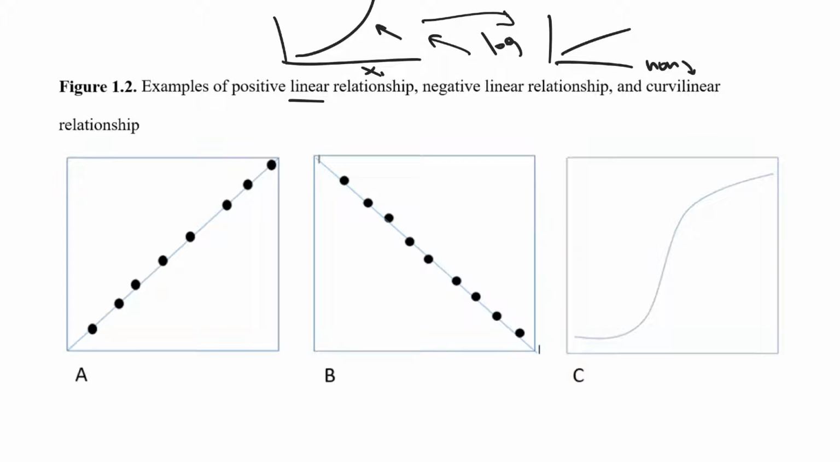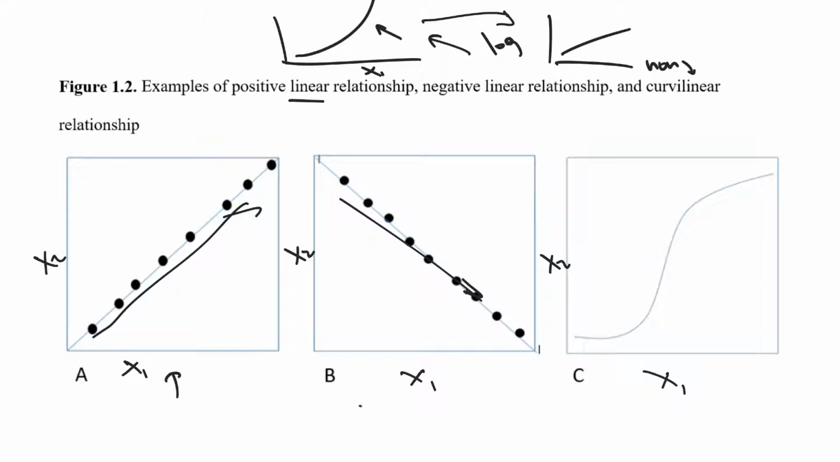So with that in mind, here we have a positive linear relationship. If we just label these axes for the sake of discussion, we'll call them x1 and x2 as our two variable names. As x1 increases, so does x2. So we call this a positive linear relationship. This is a negative linear relationship, meaning as x1 goes up, x2 goes down.